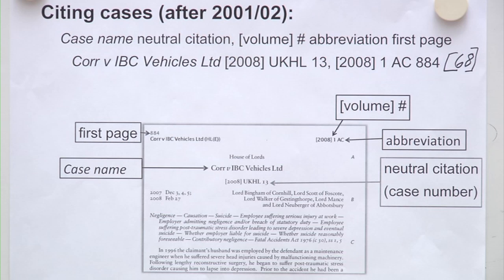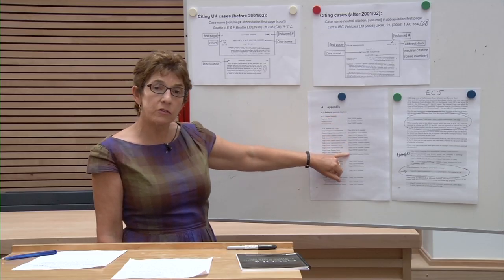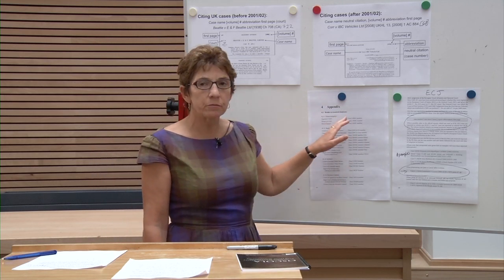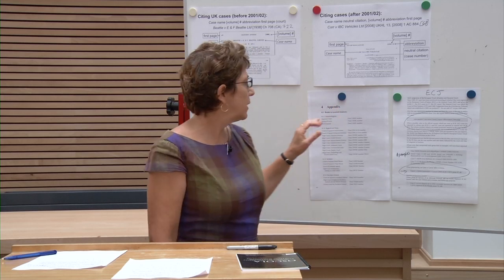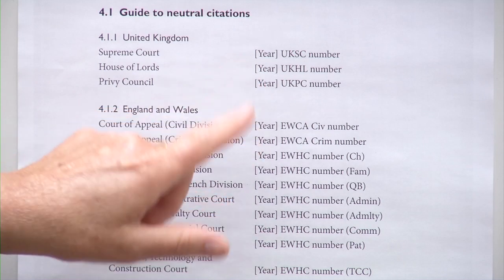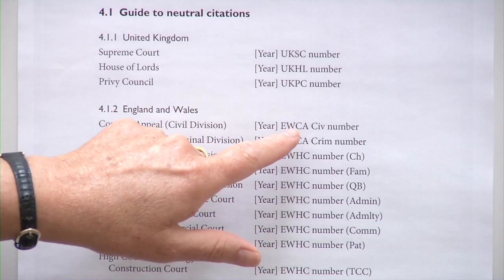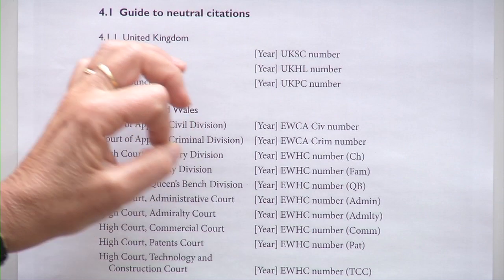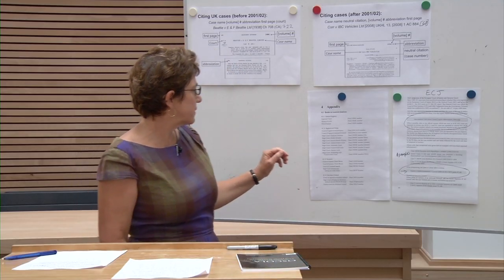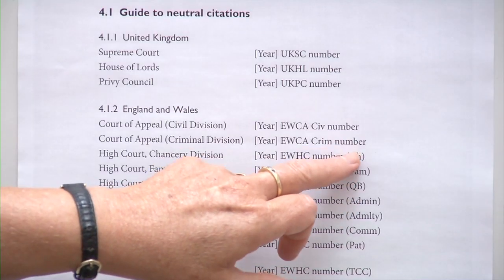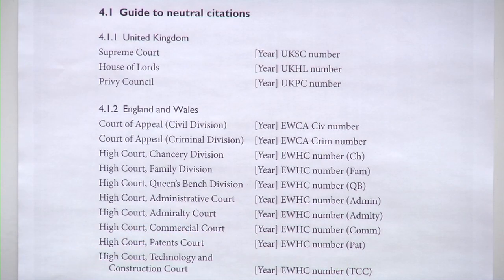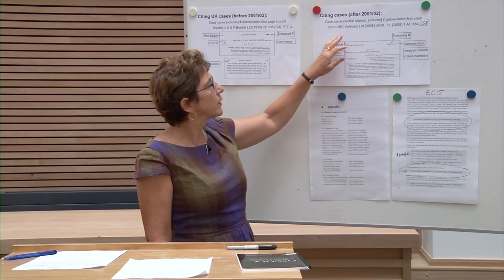There's a list of neutral citations in the back of OSCOLA, which you might find quite useful. The one that I think is most peculiar to people who aren't from here is the one where you get EWCA Civ or EWCA Crim. That EWCA stands for England and Wales Court of Appeal. That's not immediately obvious. You also get that with the High Court, EWHC. There are also tribunals, it's a very widely used system now, who use this system.